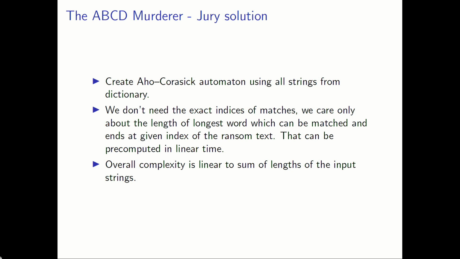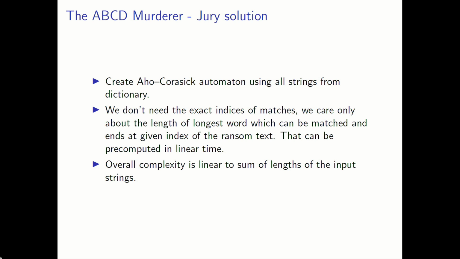One way to solve this problem was to use Aho-Corasick. We basically built an automaton using all the strings from the dictionary. And then there's the key observation that we don't care about all the matches. All we care about is that we can match some string that ends at a given index, and that we need just the longest string. So basically what we need is to find out the longest string that can match at the given index. And this part can be pre-computed in linear time.